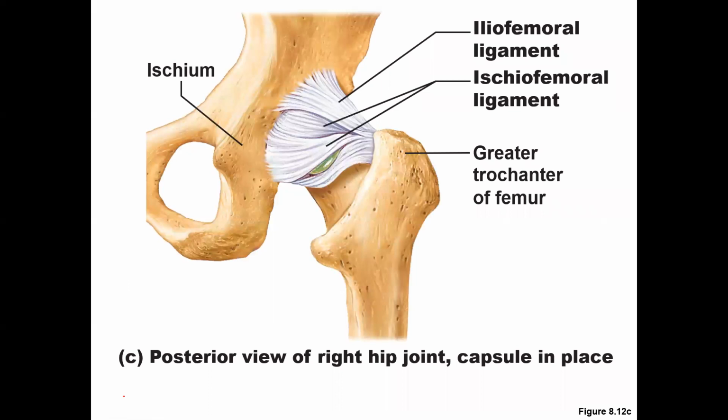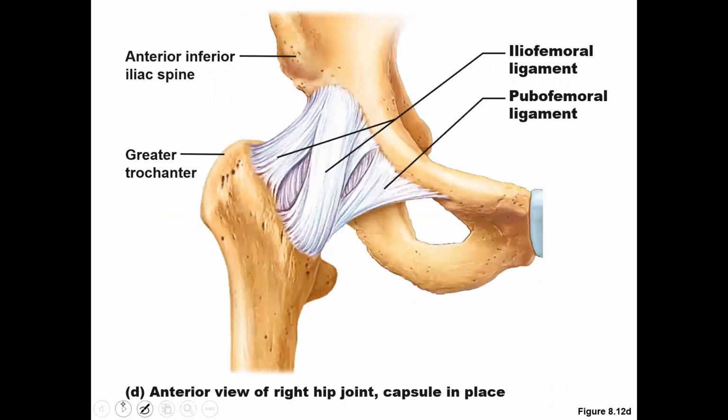The biggest muscles in your body cross the hip joint, the gluteus muscles, the adductor muscles here in the front, the gluteus muscles, the quadriceps. There's lots of muscles crossing through here. It's difficult to dislocate a hip.